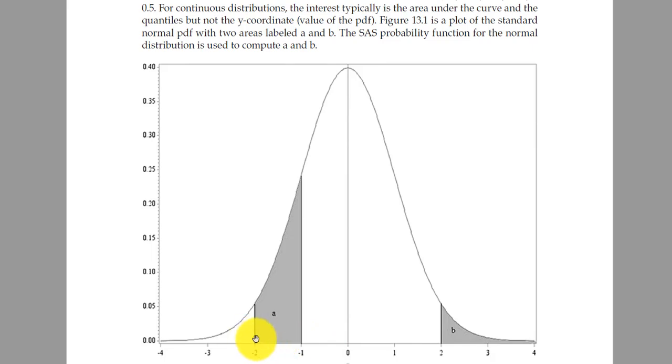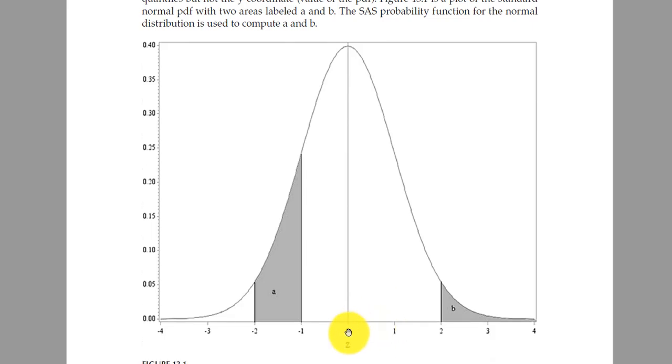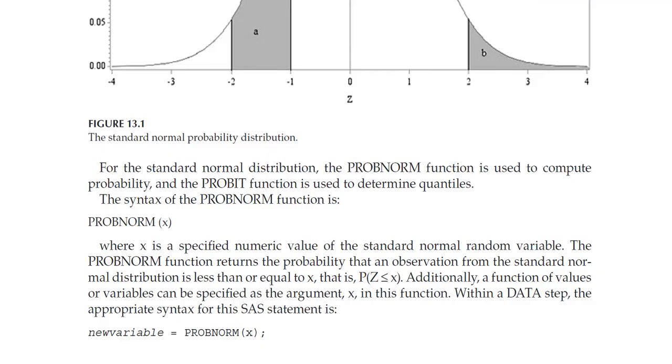And so if we wanted to find area A, we'd have to find the probability of being between -2 and -1 for a standard normal variable z. And then greater than 2 describes area B. So standard normal distribution has a mean of 0 and a variance of 1. And that's what the probability function associated with the normal distribution that we'll look at computes the probabilities for, the standard normal.